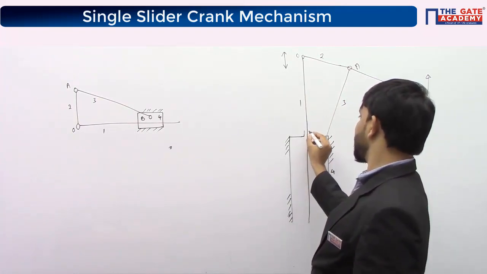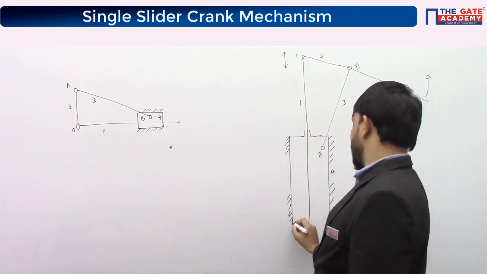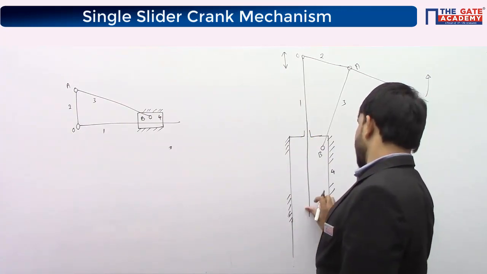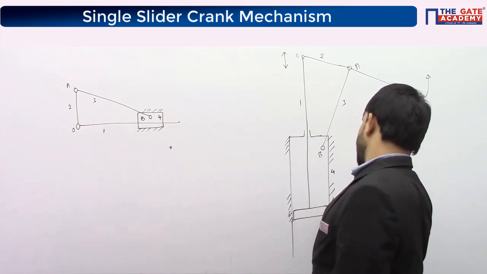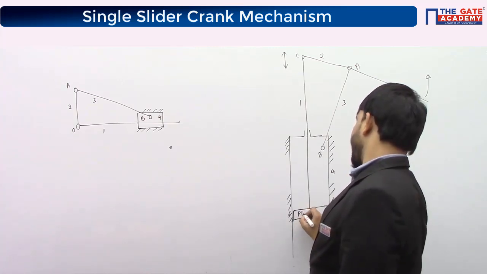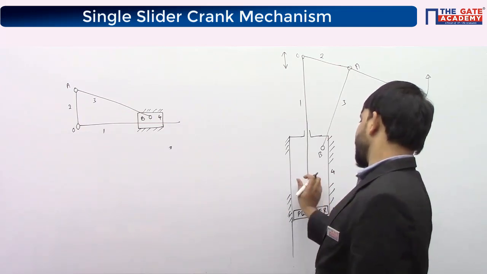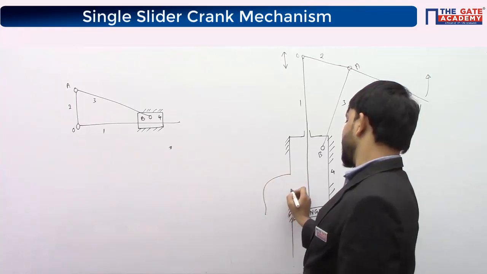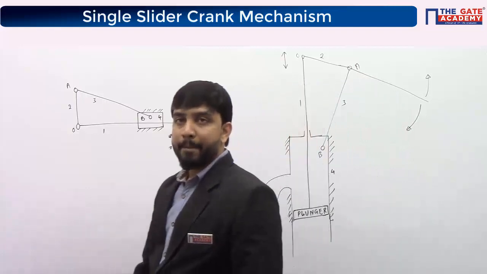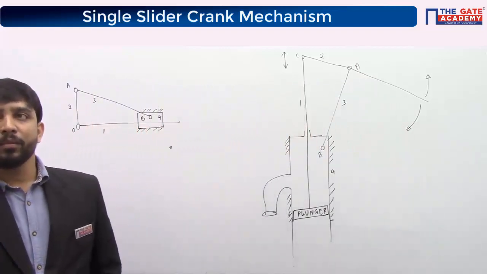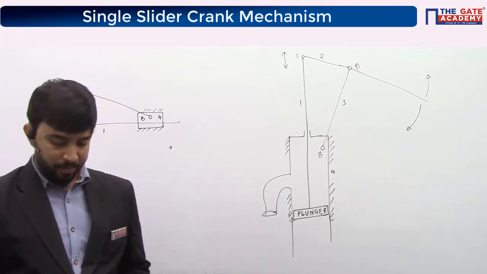I'm just changing the shape of this. I'm removing the flush inside link number 4. At the end of link number 1, I'm welding a piston, which is called a plunger. And I'm changing the shape of link number 4. So the application is a hand pump.